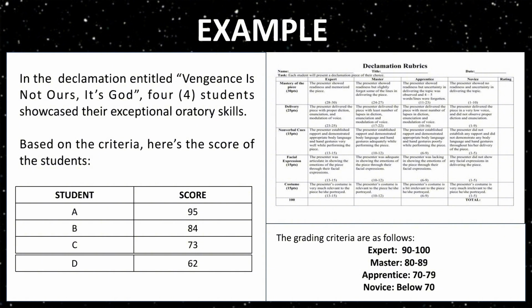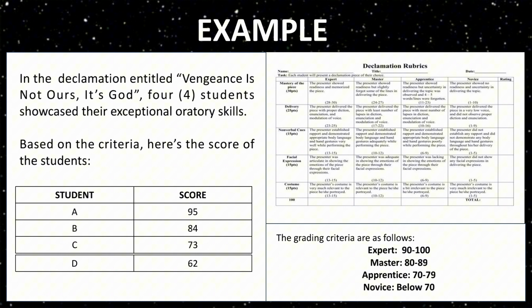So, let's consider a Criterion-Referenced grading system for a declamation performance with a total score of 100. The skills being assessed in a declamation performance, based on the given criteria, are mastery of the piece, delivery, nonverbal cues, facial expression, and costume, whether it is appropriate or not for his or her piece. And the grading criteria on the screen are as follows.